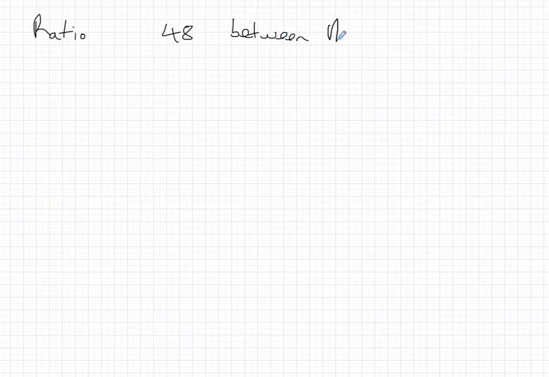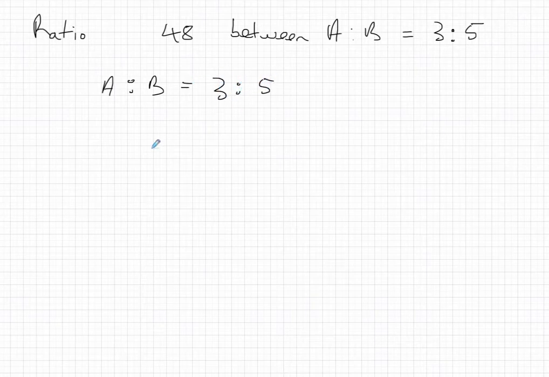Okay, ratio. Divide, say, 48 between A and B in the ratio, let's say, 3 to 5. So I would write A to B as 3 is to 5.